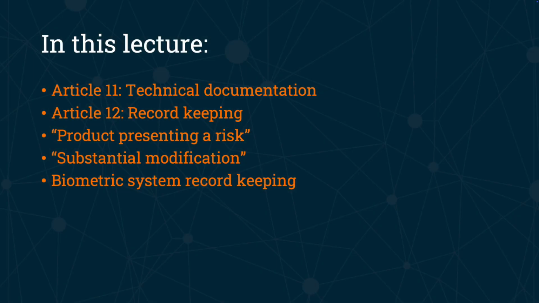In this lecture, we will go over Articles 11 and 12 of the EU AI Act. These cover technical documentation and record keeping. In the record keeping slide, we will see two phrases that I believe require a little bit more context. Those are product presenting a risk and substantial modification. We will conclude with a note on biometric system record keeping.